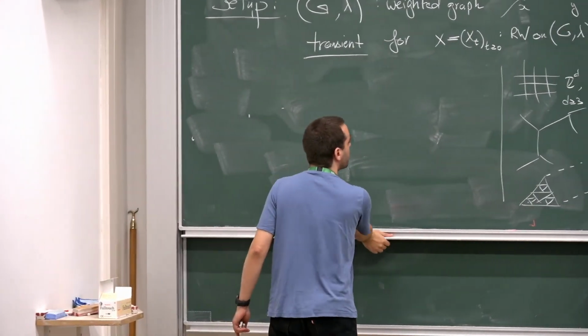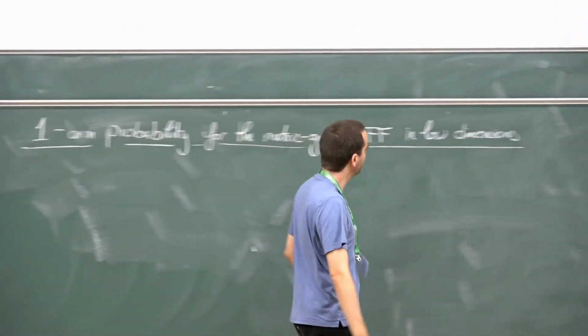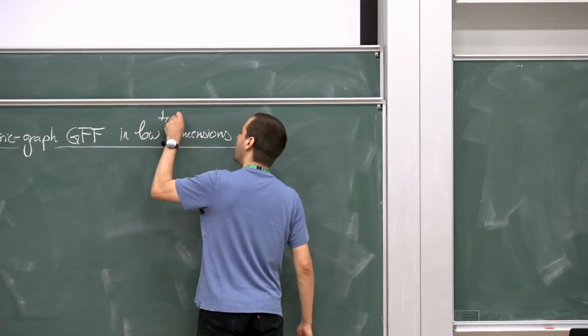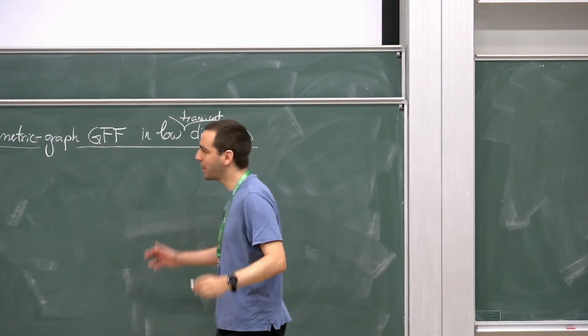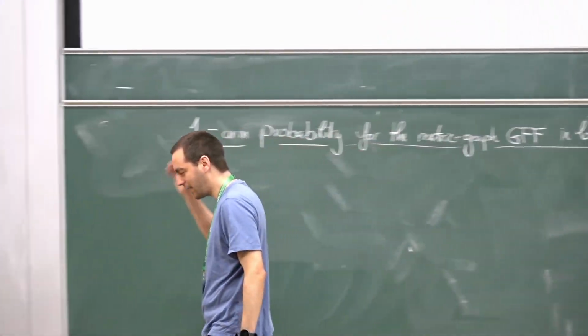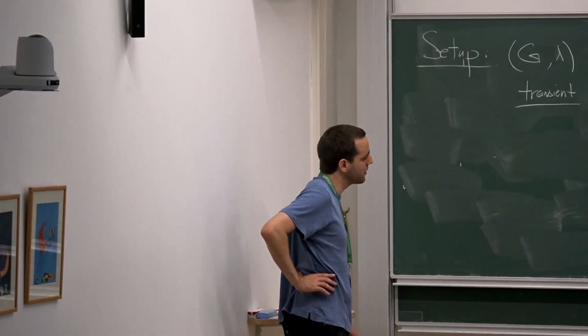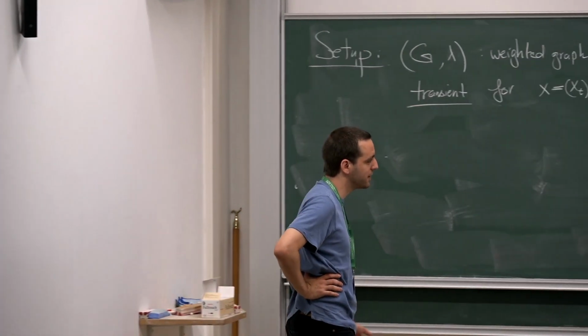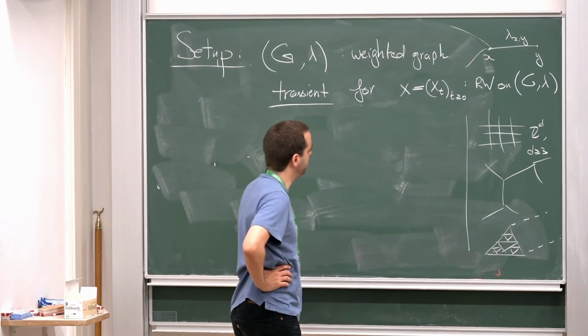And okay, when I say low dimensions, I should say low transient dimensions. And of course, for critical phenomena, which percolation is one example of, when the transition is continuous, these low transient dimensions are, in a sense, the hardest ones.